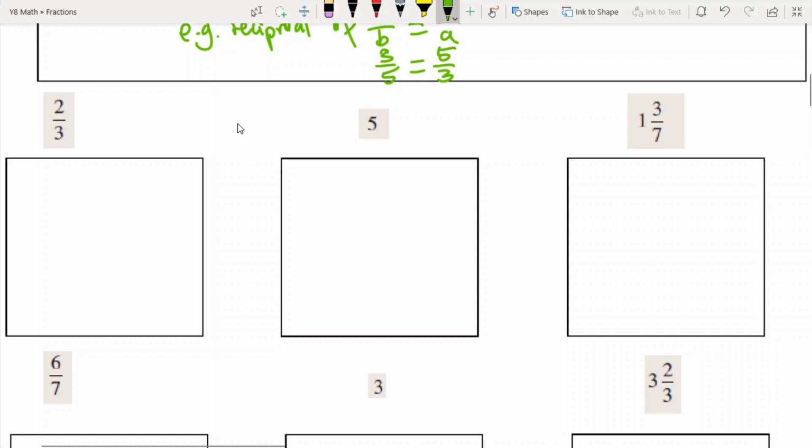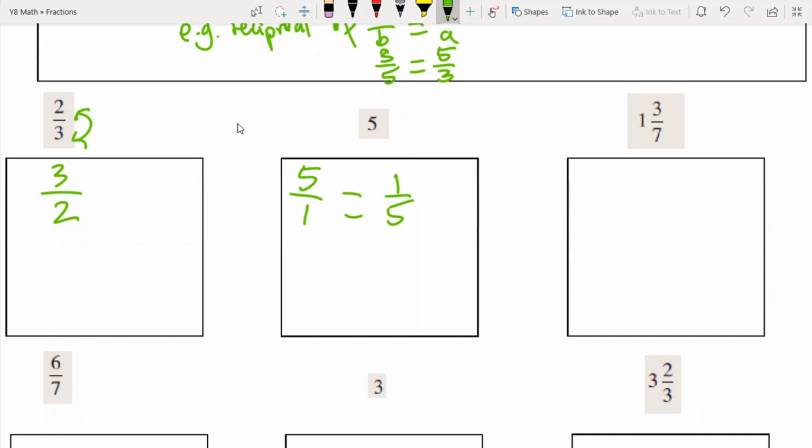I'll try these top 3 questions first. I'll show you how we can work on them, and then you guys can work on the bottom three by yourselves. So 2 over 3, the reciprocal, just swap these two around as usual, and that becomes 3 over 2. For the number 5, that as a fraction is 5 over 1. So when we flip that, that will just be 1 over 5.